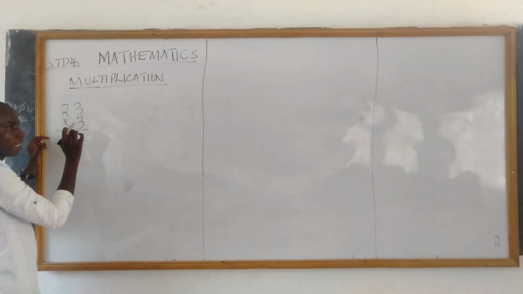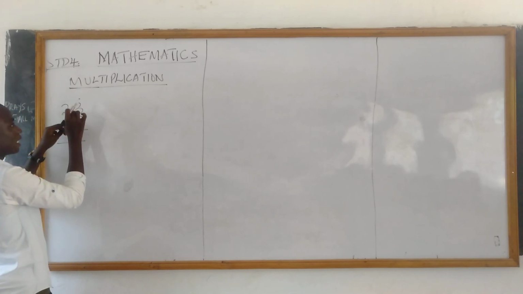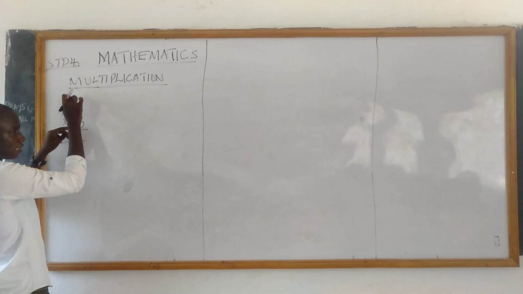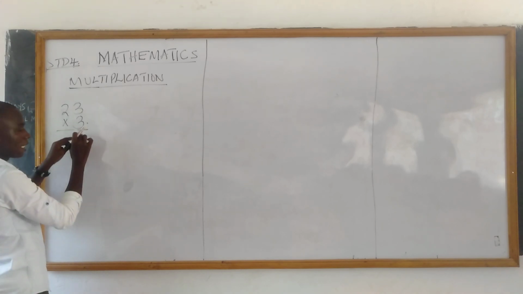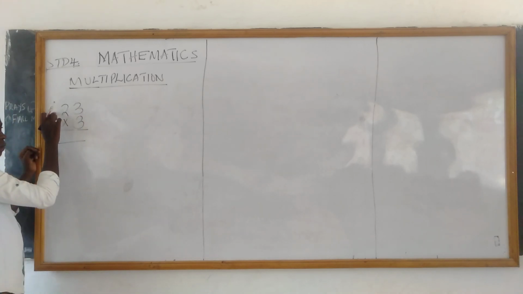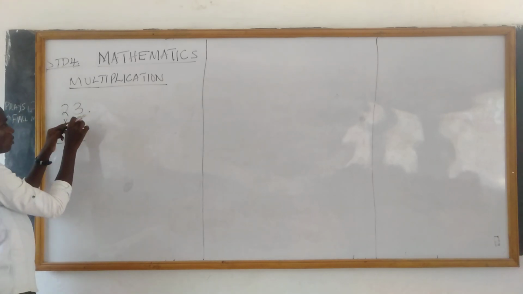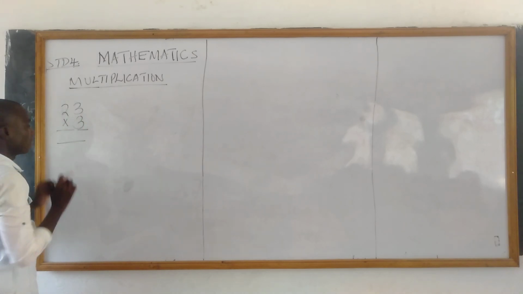And this is the order you're supposed to follow. You take 3 multiplied by the number in the ones column above it. Say the number in the ones column is 3. It is 3 multiplied by 3, and you write the answer. Once you're done with that, you get the next number, which is 2 in the tens column. So it will be 3 multiplied by 2. You get the answer and write it down.